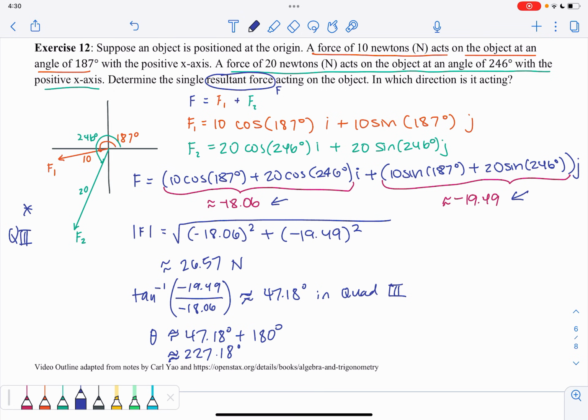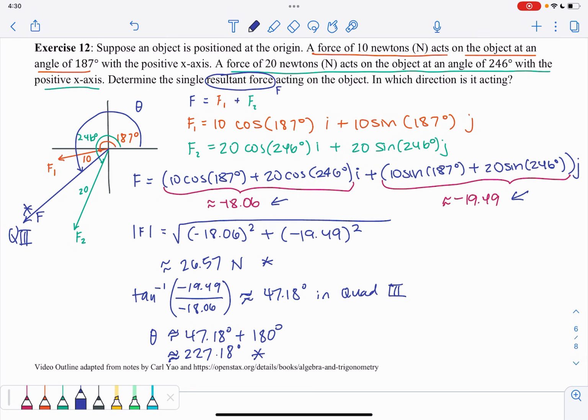So where would that live? Well, we know that 225 is that main diagonal in the third quadrant. If I wanted to draw this, it should be a little longer than F2. So maybe like here, about on that main diagonal, and this would be my vector F. Here's its angle theta, and its magnitude, or length, would be here. We're thinking about that in terms of newtons because that is a force unit, and this 227.18 degrees is just the angle with the positive x-axis.